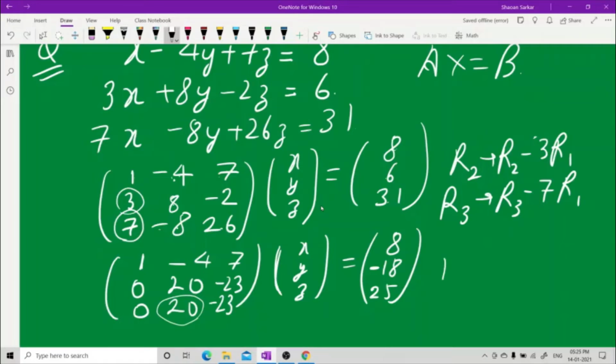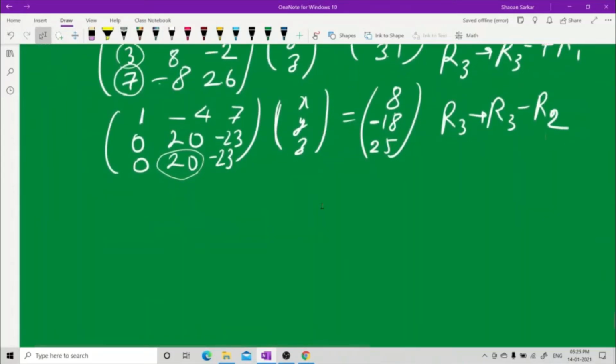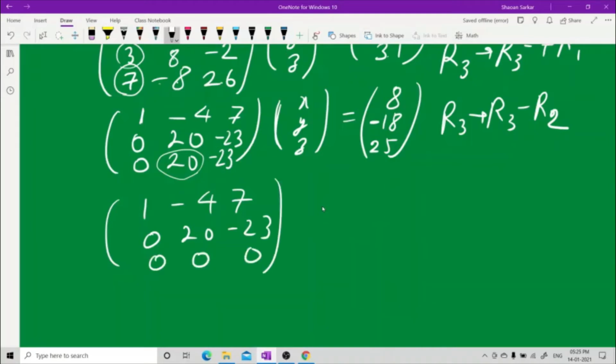So I will use the row operation. R3 is R3 minus R2, and I will get 1 minus 4 7 0, 20 minus 23 0 0 0, and I'll get here x y z, and I'll get 8 8 minus 18 and 25 minus plus, that will be 18. Yes, I'm subtracting.